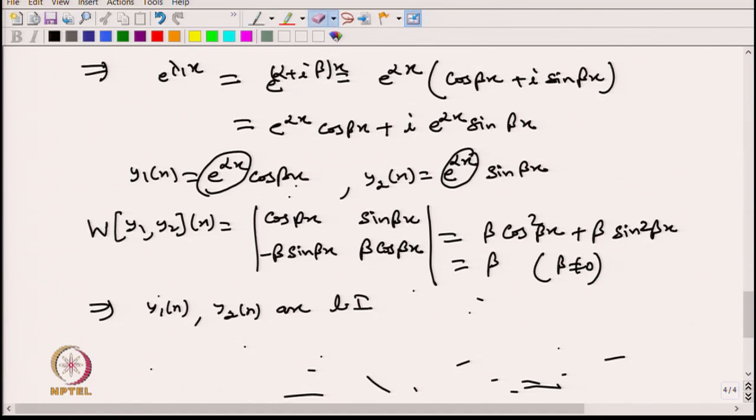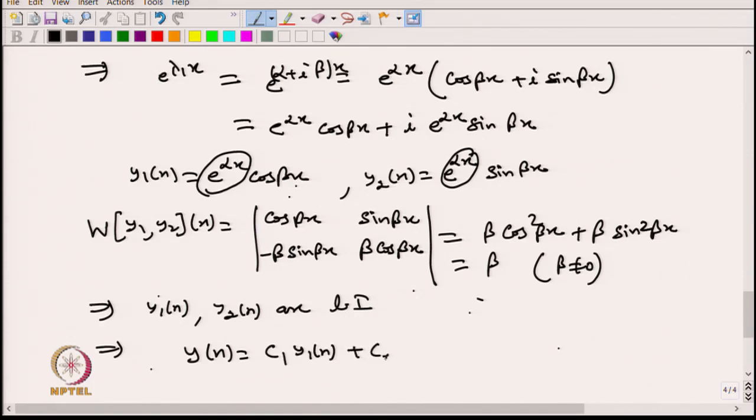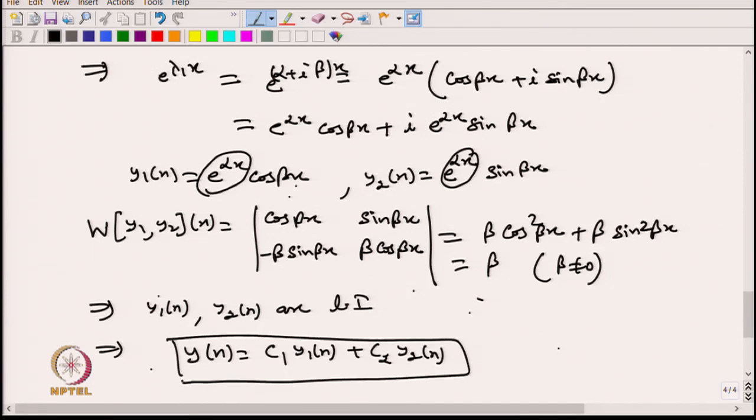Now, if I have linearly independent functions that are solutions of the given differential equation, then I can define my general solution, and that will be C1 y1 x plus C2 y2 x. So, then I can define my general solution for my differential equation.